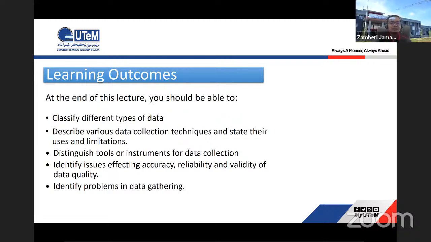Again, let's take a look at the learning outcomes. It's something that I hope could be a guide to all of us for this presentation. By the end of the session, when we talk about methodology, normally we talk about data, and data can be in many forms. We will look at some of the various data collection techniques. What are the limitations? Who are the users and so forth? What are the instruments? What are the issues affecting data collection, accuracy, reliability, validity, and maybe some problems in data gathering?